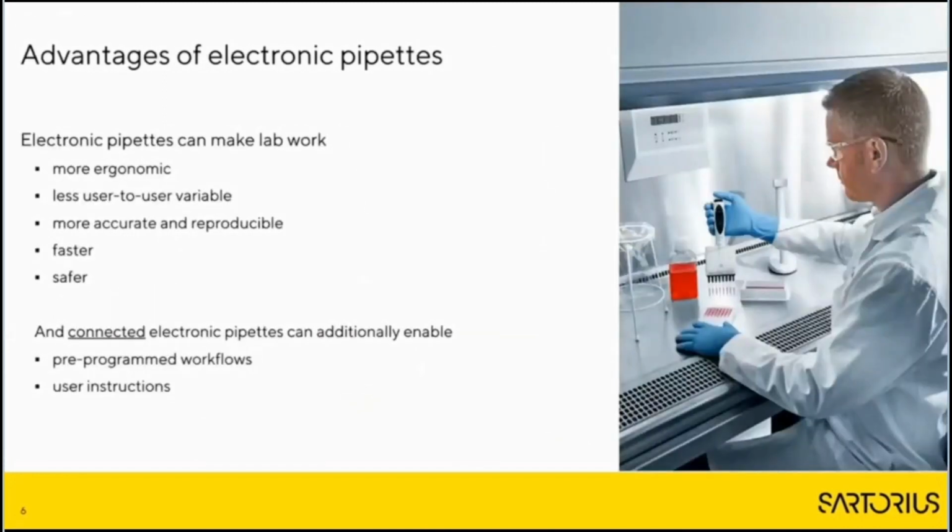Electronic pipettes, generally, make lab work more ergonomic. They reduce the user-to-user variance. They create more repeatable and more accurate results. They can be faster and safer. In addition, connected electronic pipettes enable pre-programmed workflows and user instructions while performing sample preparation or assay preparations. And this is what we're going to discuss next with a few examples.